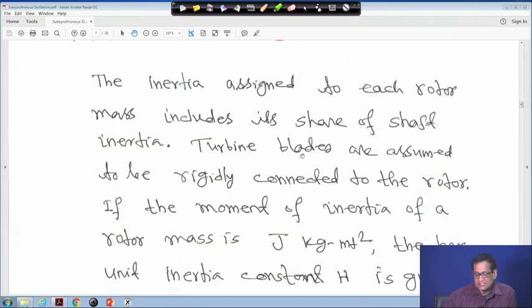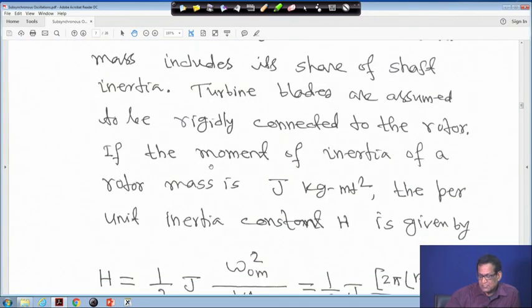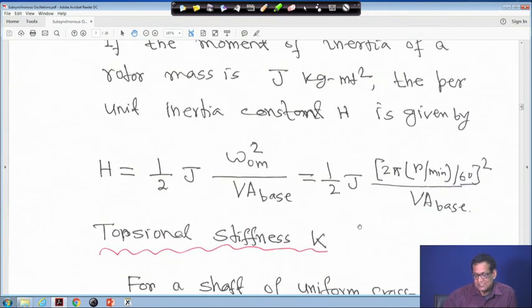So, turbine blades are assumed to be rigidly connected to the rotor. Now, if the moment of inertia of a rotor mass is J kg per meter square, the per unit inertia constant H is given by this. Earlier we derived this in the synchronous machine chapter. So, H is equal to half into J into omega 0m square divided by the volt-ampere base.